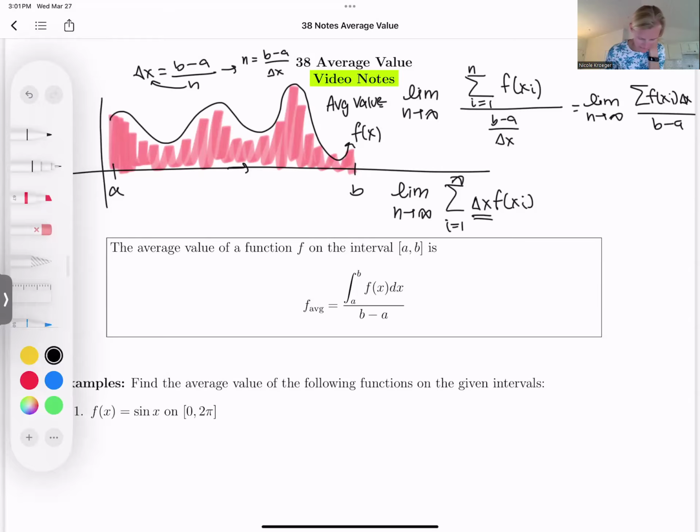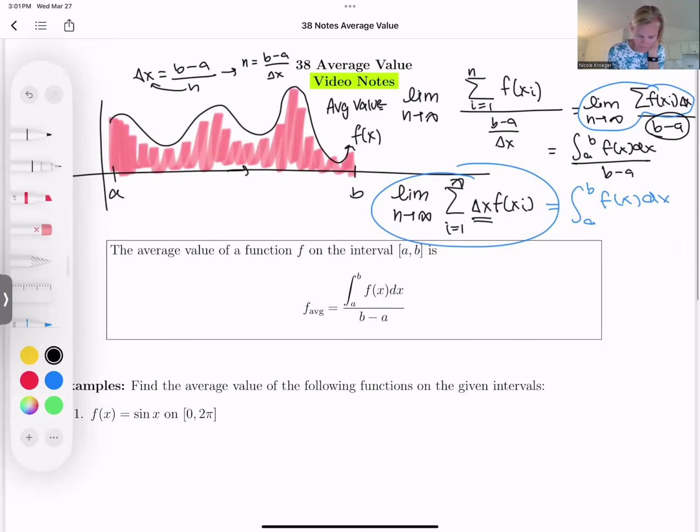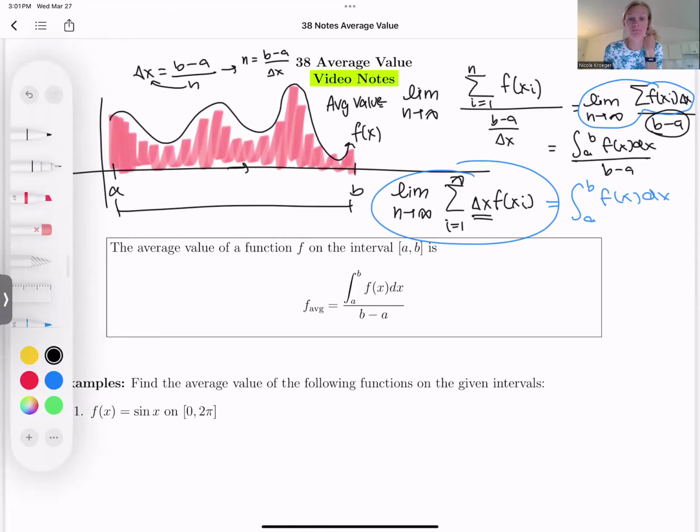Oh, this is interesting. This top part looks just like the definite integral from a to b of f of x dx. So it looks like our average value is just the integral from a to b of f of x dx, all that blue stuff, over b minus a, over the width of the interval. That's kind of cool, and that's exactly what this definition down here tells us. The average value is that integral from a to b over b minus a.